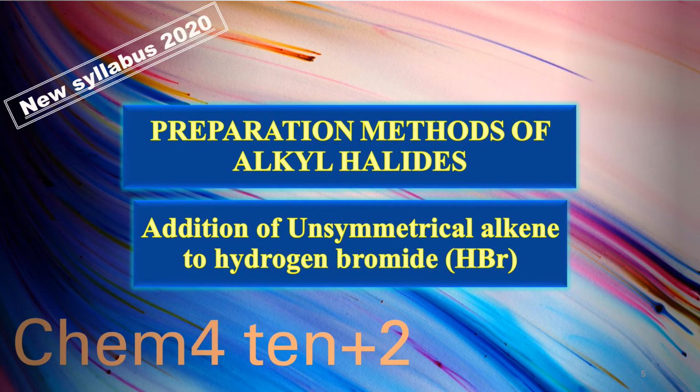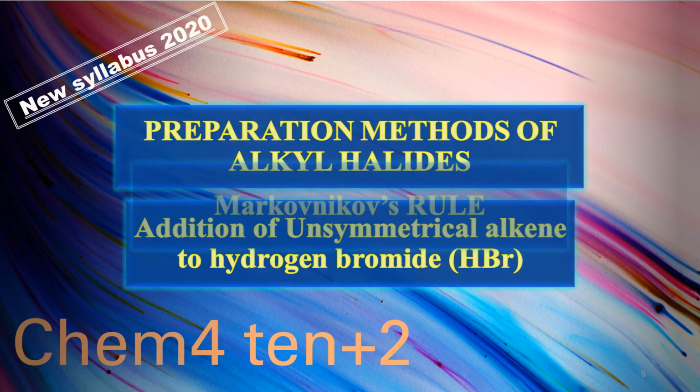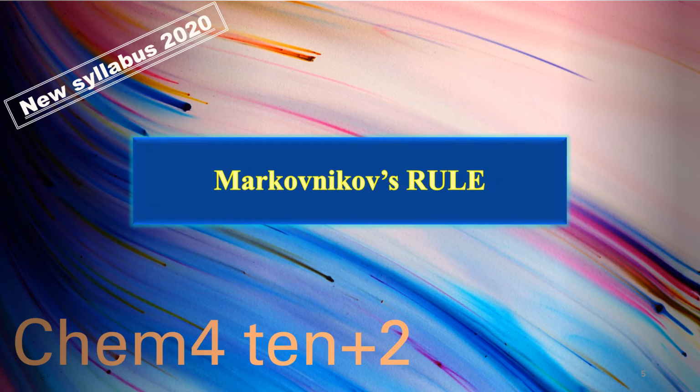Now we are going to see preparation methods of alkyl halides. Under this module, we are going to understand and discuss the addition of unsymmetrical alkene to hydrogen bromide, that is HBr. So let's begin. This is also said to be Markovnikov's rule.